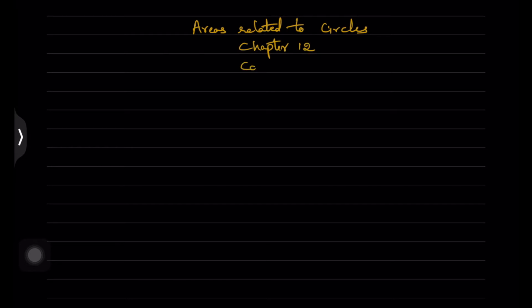Chapter 12, Areas related to circles. What are the different concepts you'll see in this? Because we have to know in a circle what's an arc, what's a chord, what's a diameter, what's a sector, what's a segment. All these areas we'll be finding out. So what are those areas, how to find out the area of those related to circles, we'll just see.